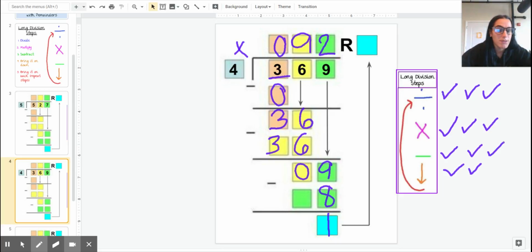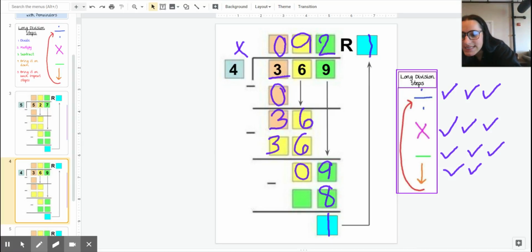And my next step would be to bring it on down, but I don't have anything else to bring down. So that means I'm all done solving. So I'm going to bring my 1, which is my remainder. That's what's left over after we evenly divide by 4. I'm going to bring my 1 up top to my quotient, who sits on top, to make my answer 92 with a remainder of 1.